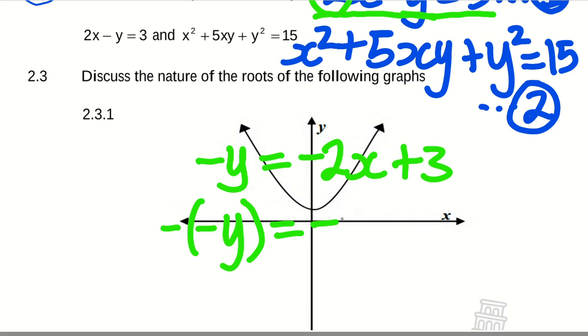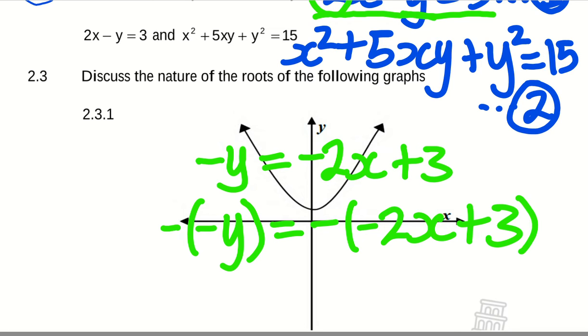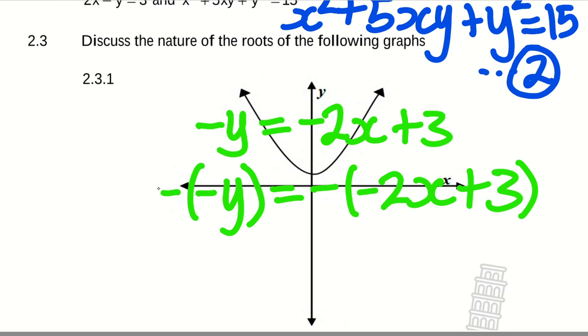On the right hand side I'll have to do the same thing. What you do on the left hand side of the equation, you have to do on the right hand side as well. So here negative times negative gives us positive, so it's positive y. It's positive because the signs that we are multiplying are the same. Then we go to the other side and do the same: negative times negative 2x.